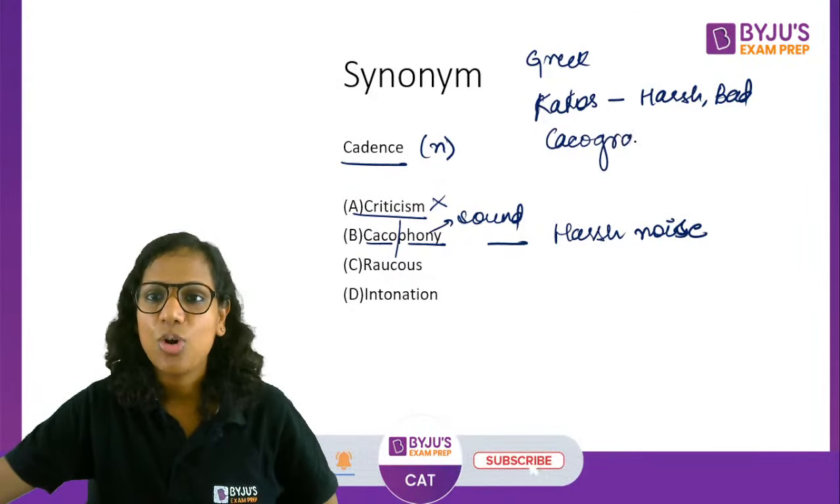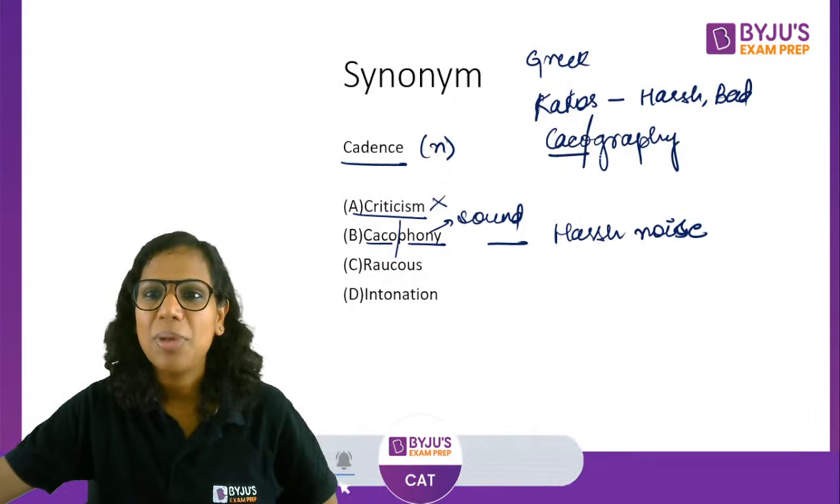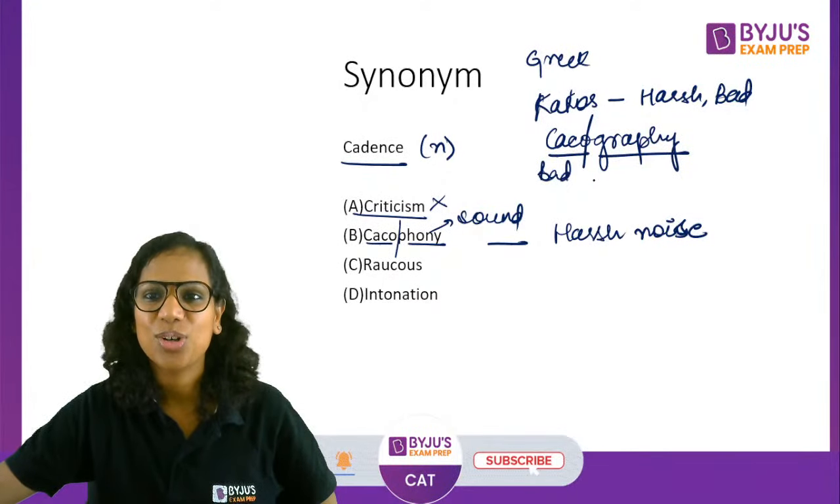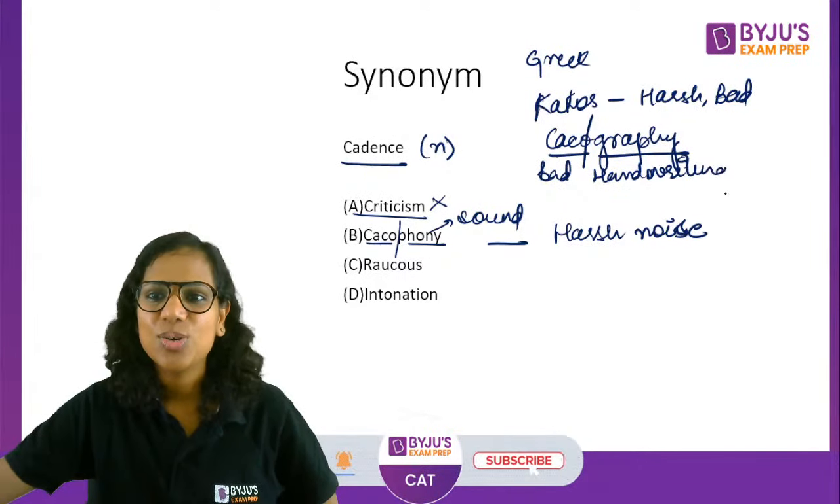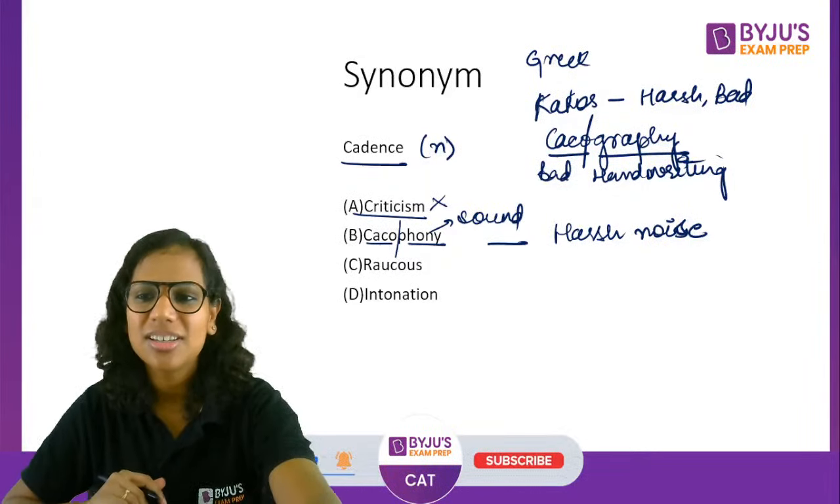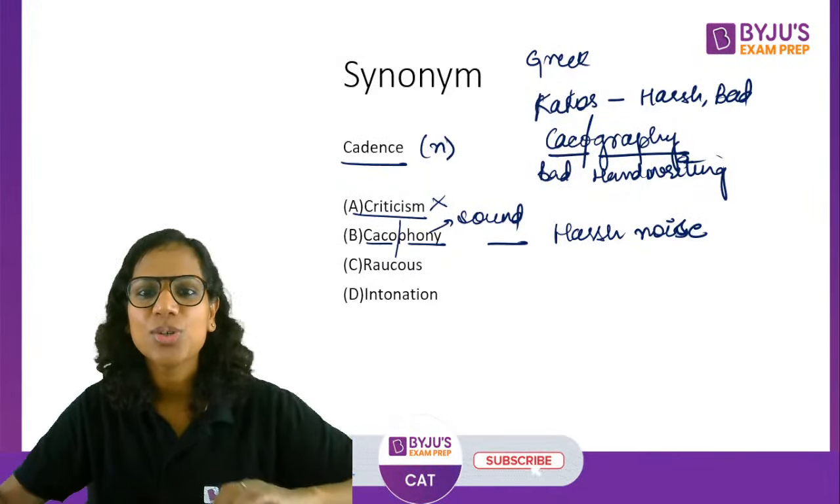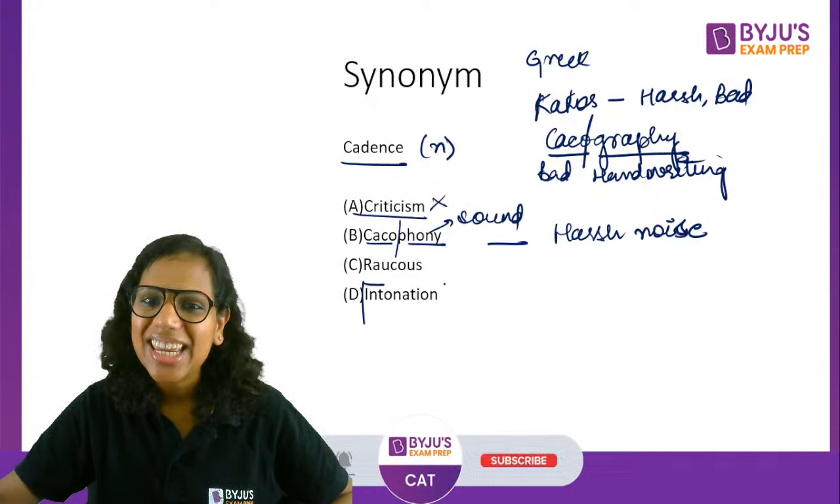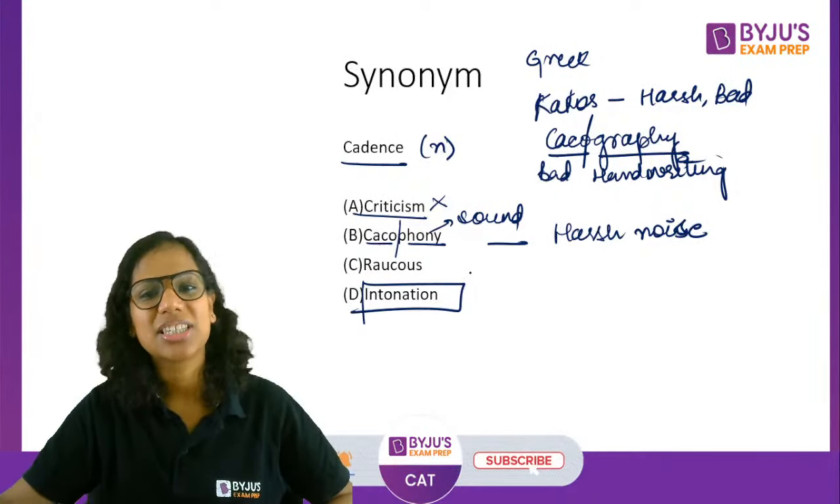Alright. Cacography. Cacography is bad handwriting. So harsh noise nahi hai cadence. Cadence is the rise and fall in the voice. Right. So our answer is intonation. Intonation also means the same.